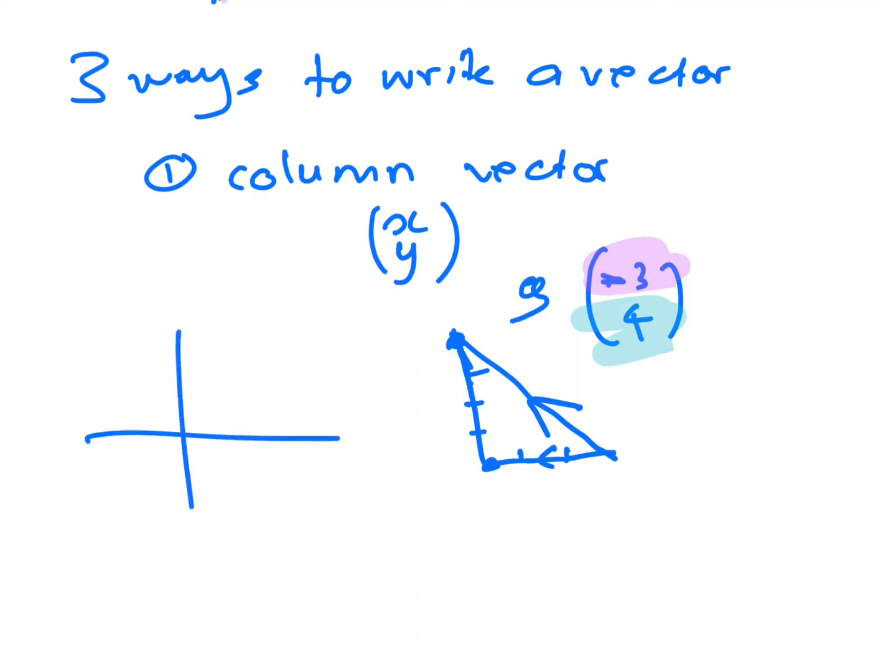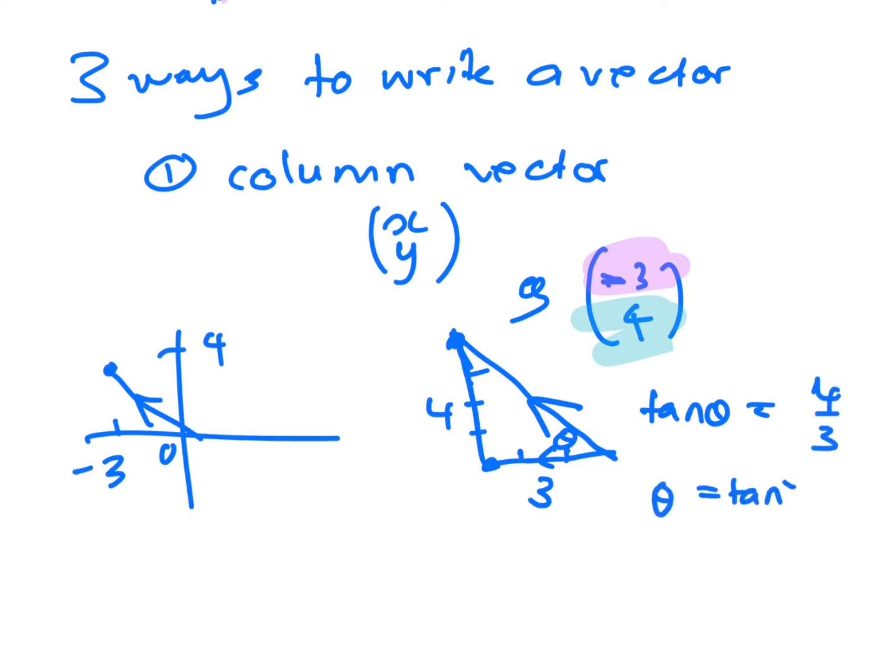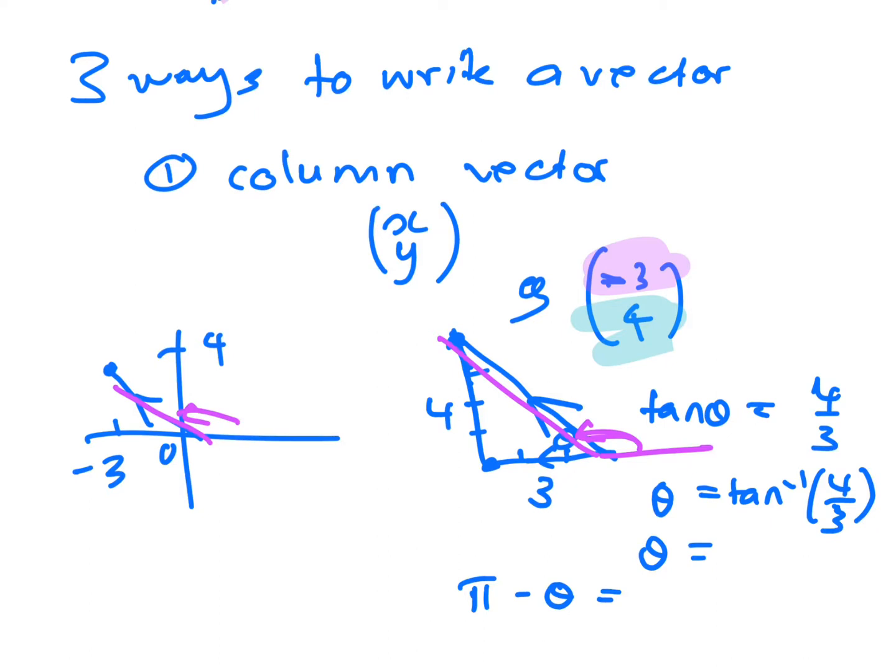And if you plotted that on a number plane, it's a lot easier to see, because you can see it just goes like that. So there, the y value is 4, the x value is 3. So if we went tan theta equals 4 on 3, then theta is tan minus 1 of 4 on 3. So you get that angle for theta, and then you just go pi minus theta, and that would be the angle this vector makes with the horizontal.